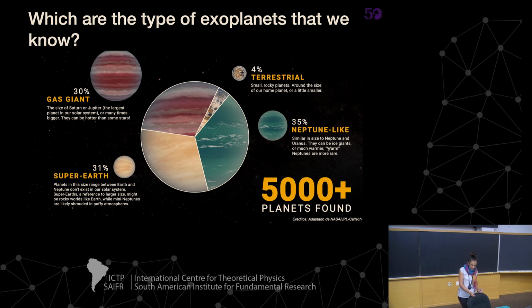Between Earth and Neptune, we don't have any representation in our solar system, so that was another very huge discovery. It was like, oh my God, there's something we were not expecting at all. They can be rocky worlds, but with a very puffy atmosphere. So the core is rocky, but then they have a puffy atmosphere. Puffy meaning extended.